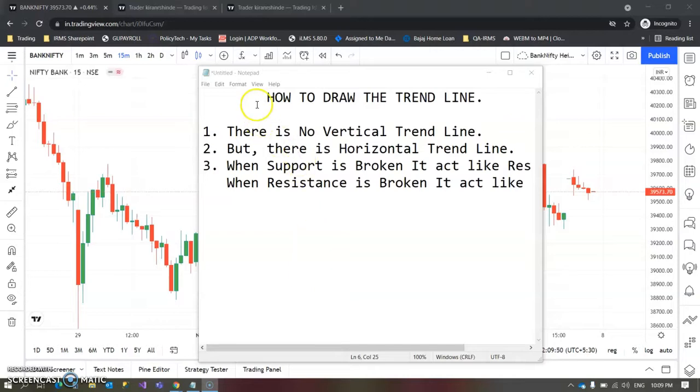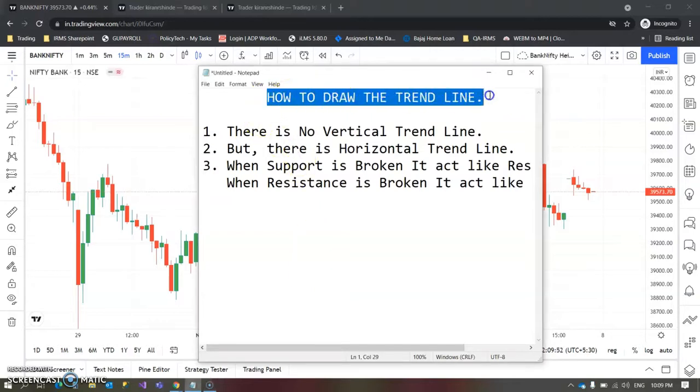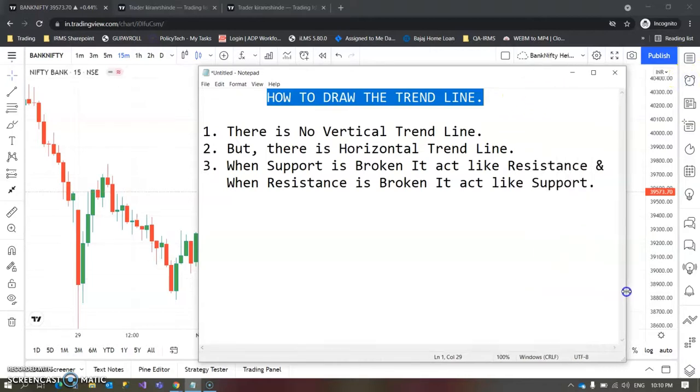So today we are going to see a very basic topic, how to draw the trend lines. It might be very basic for the pro traders or the experienced ones, but I am making this video for the novice or the new traders who are coming into the market and trying to learn how to do things correctly. Okay, so let us see how to draw the trend lines and what the rules are.